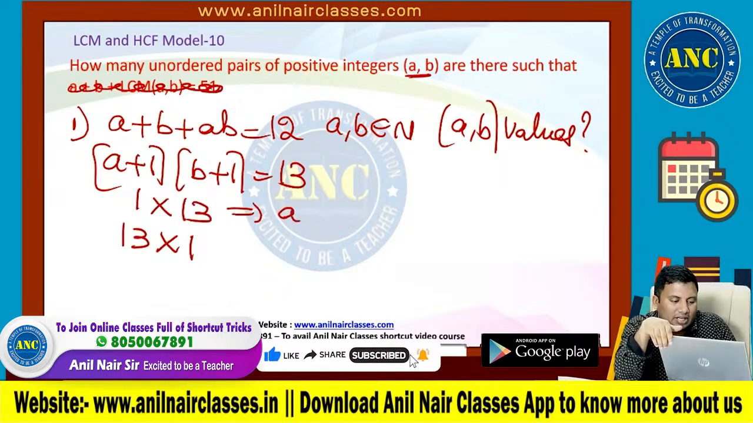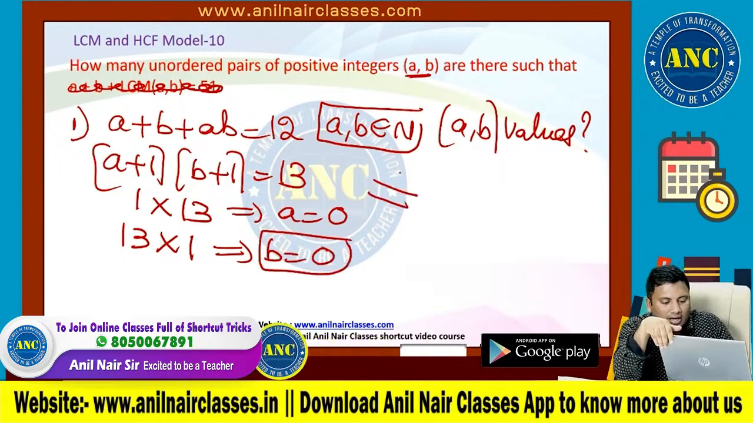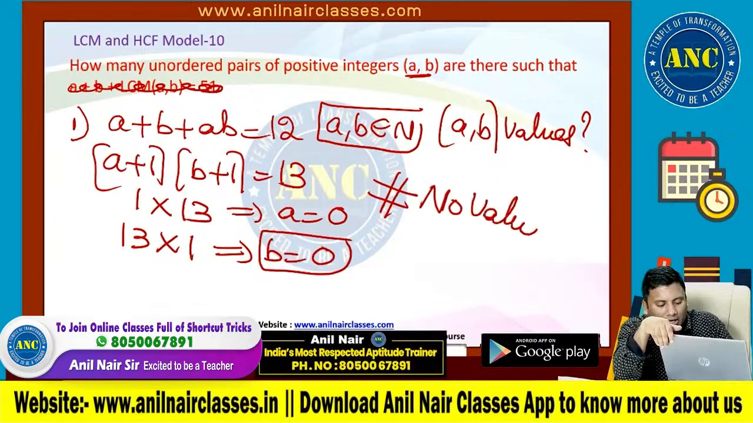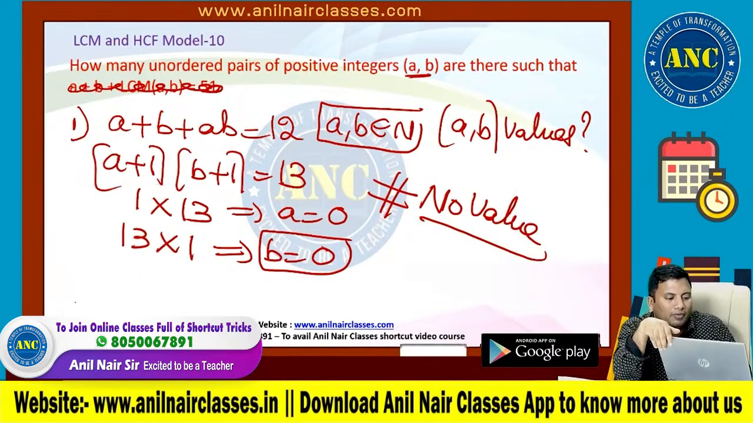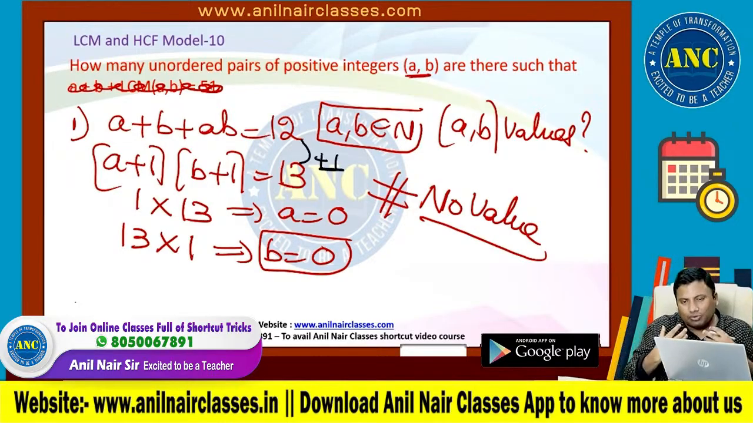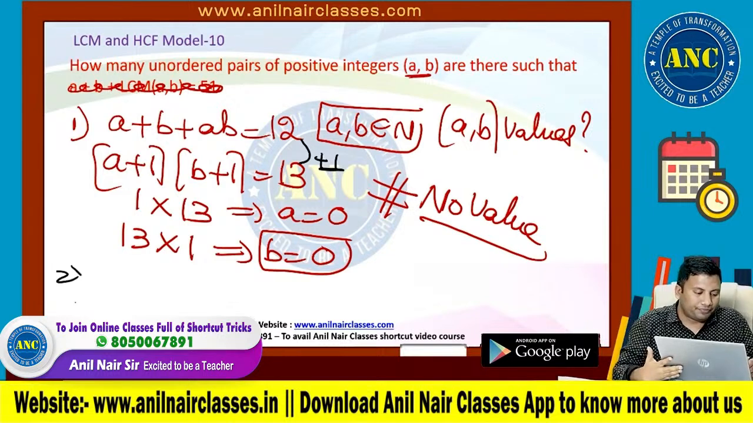First case will give you a value 0. A and b are natural numbers. Second case will give you b value 0. So answer is no value for a comma b. Directly you can say it is no value. If on adding 1, I am getting a prime number, that is what I was trying to put into your mind by giving so many values.